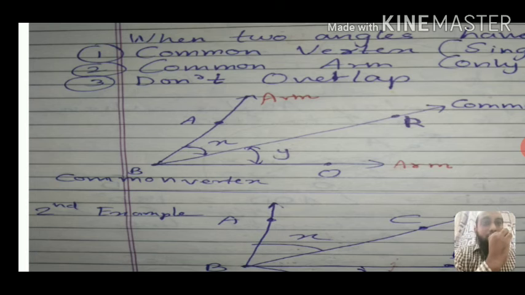Overlapping means what? I cannot say angle ABK and angle ABO, the major angle, are adjacent angles, but I can say angle ABK and angle KBO, they both are adjacent angles. Hope you are getting my point.